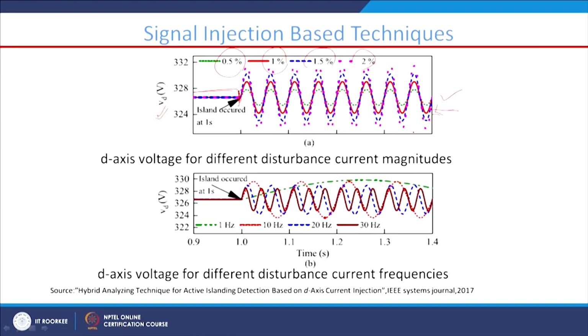then we can always say there is some islanding situation. Similarly, if you see the second figure, by varying the frequency of the injected signal, we have taken 1 hertz, maybe we can take 10 hertz, 20 hertz, 30 hertz. Here we are just varying the frequency of the injected disturbance signal. If you vary that, again the pattern of this VD, which is measured, basically estimated, will also vary. So, based on this concept, we can always detect whether this microgrid is islanded or not islanded.